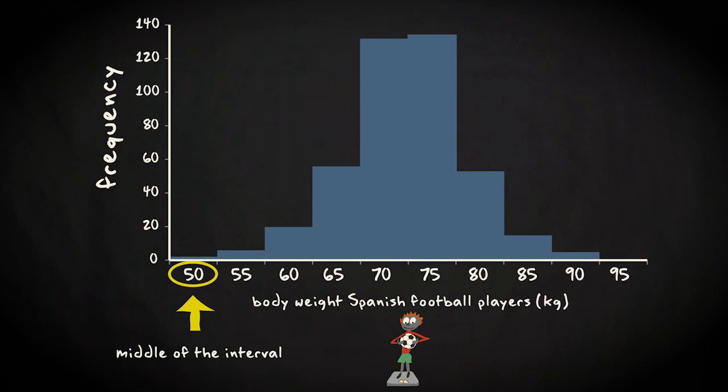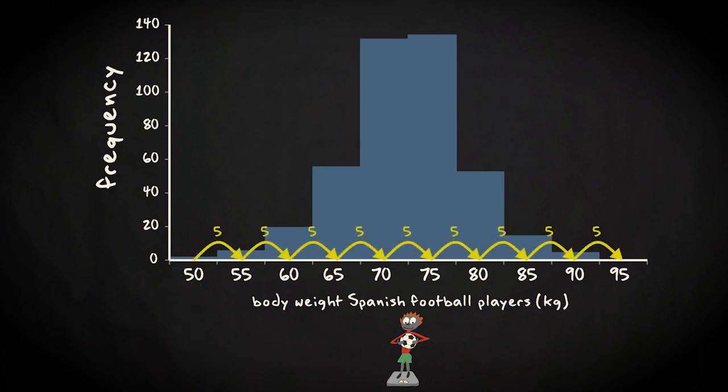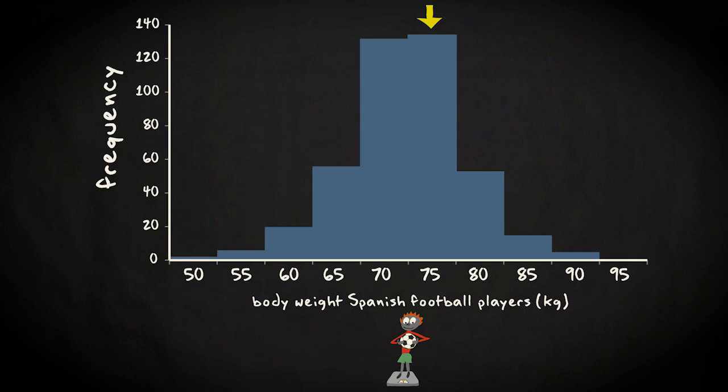There are no fixed rules for how many intervals to make. However, it is important that the intervals have equal widths. So, in this case, always 5 kilograms. You can see at a glance that most players weigh around 75 kilograms. You can also see that a weight of less than 60 or more than 90 is rather exceptional.